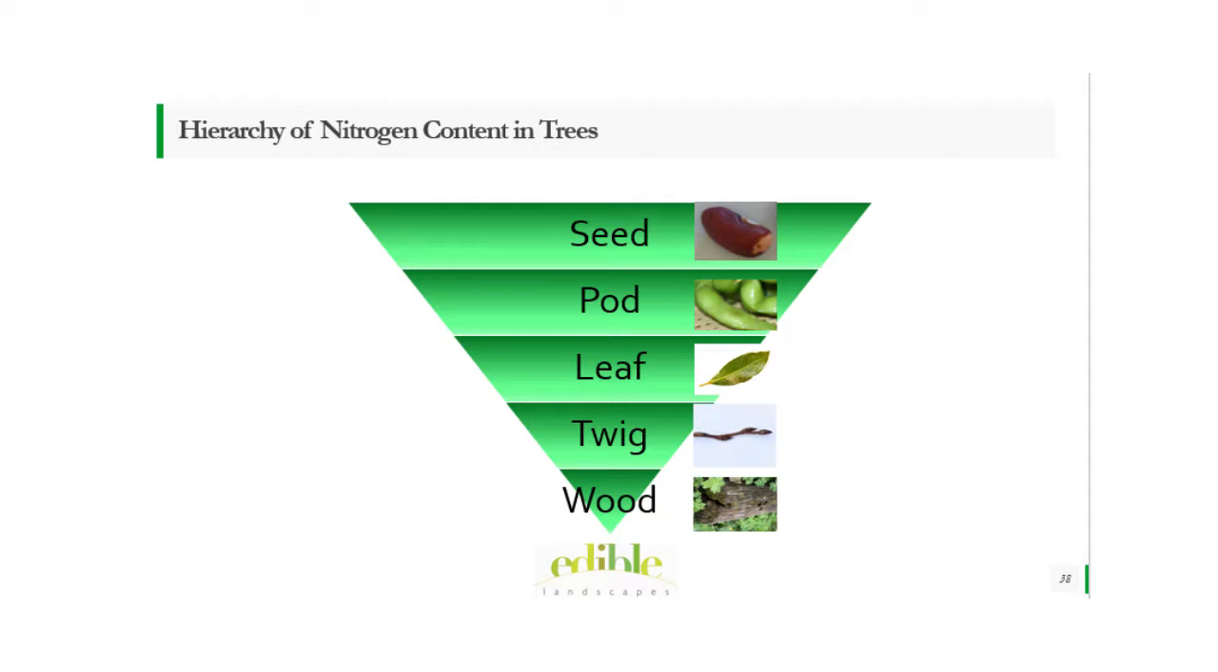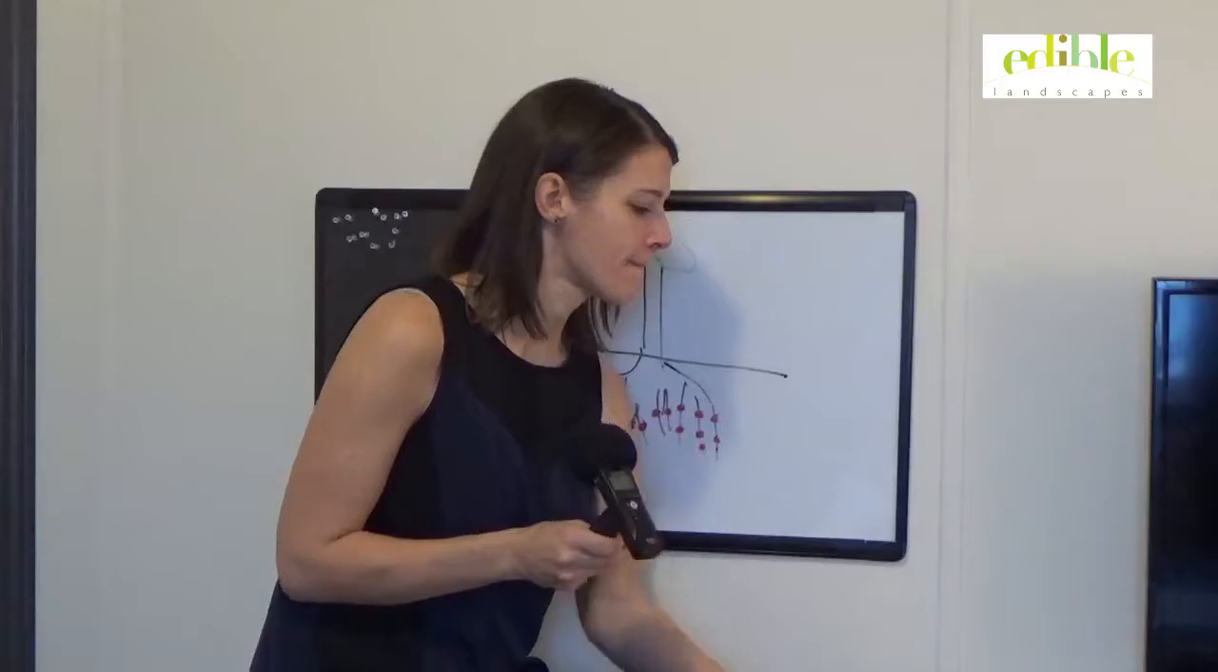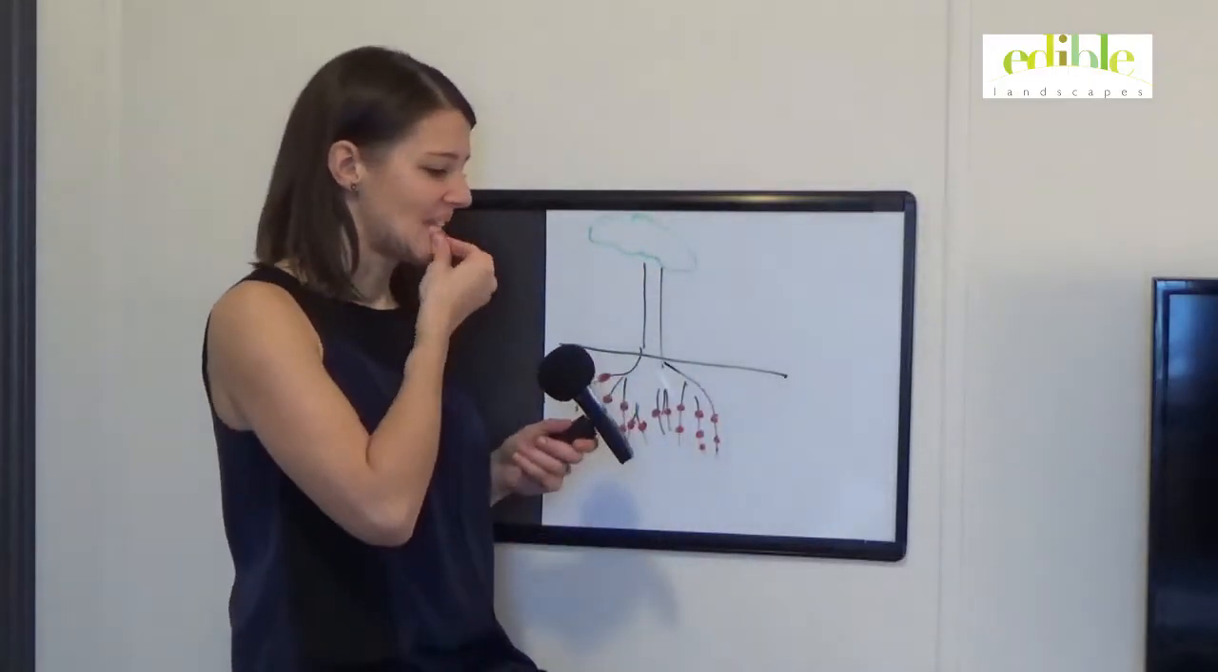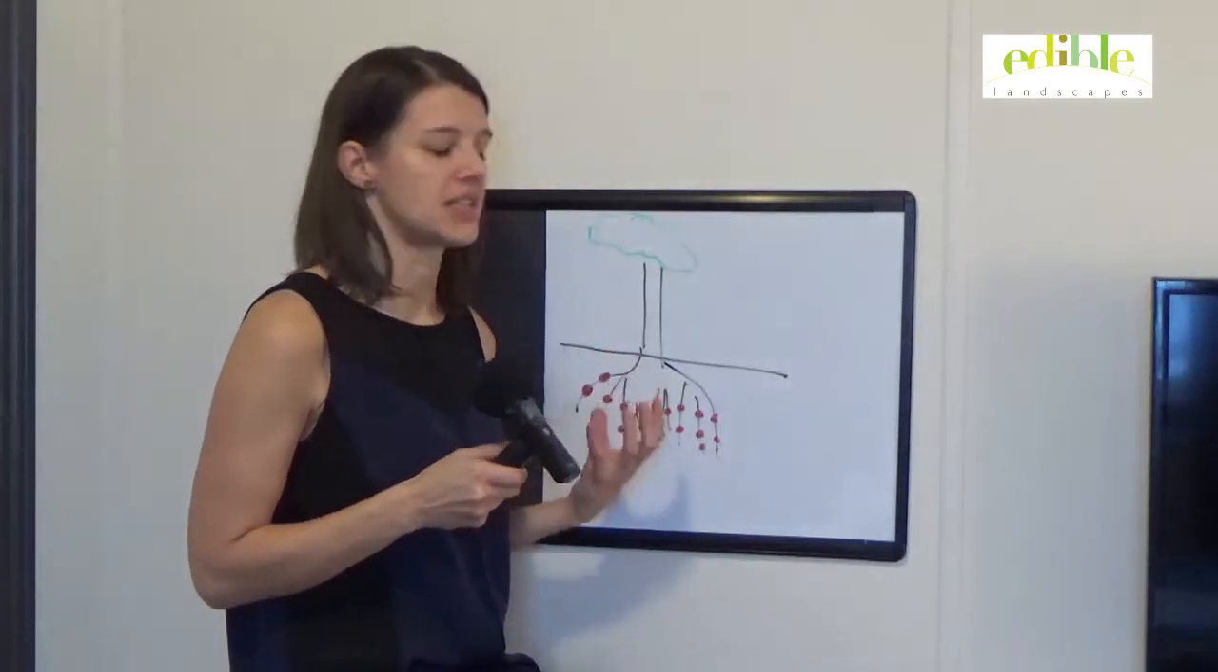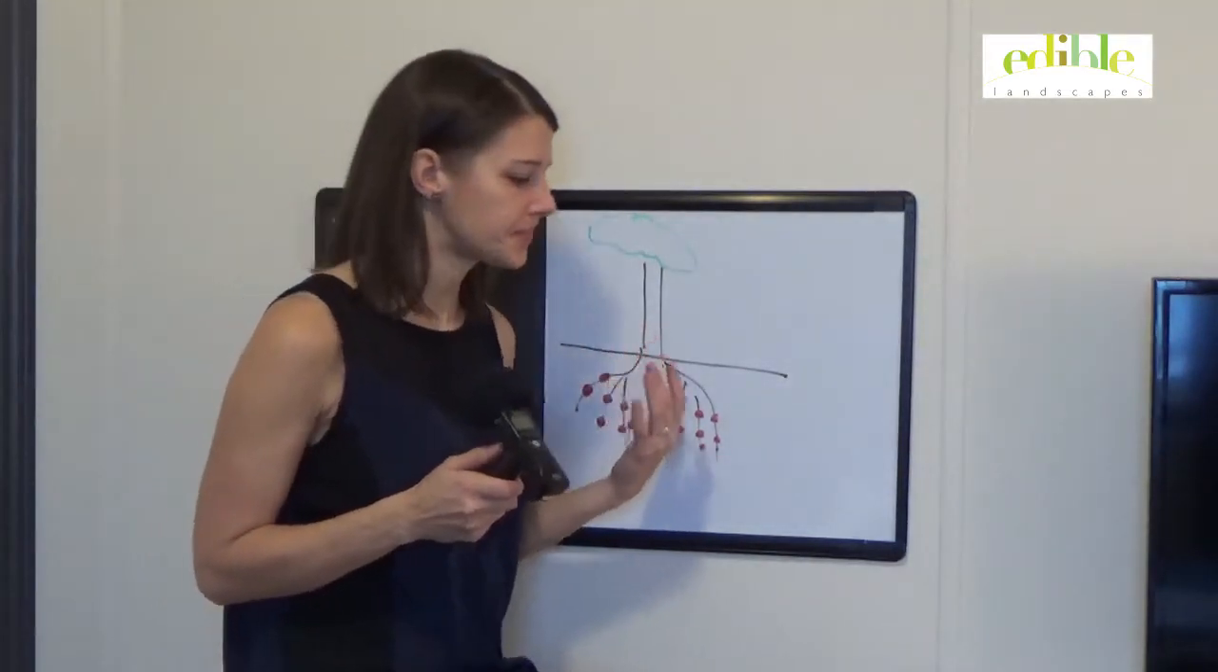But when all of these elements break down, so the seeds, pods, leaves, twigs, and wood, when they all break down over time, when we use them as mulch, or if the tree just dies back, or if things fall off in the wintertime, or in the fall, then they release a bunch of this nitrogen back into the soil. So this energy transaction is a major fertilizing event in our systems.